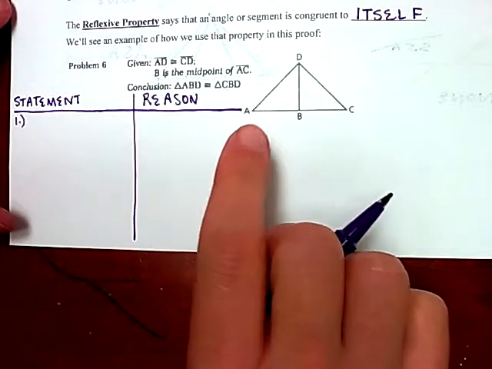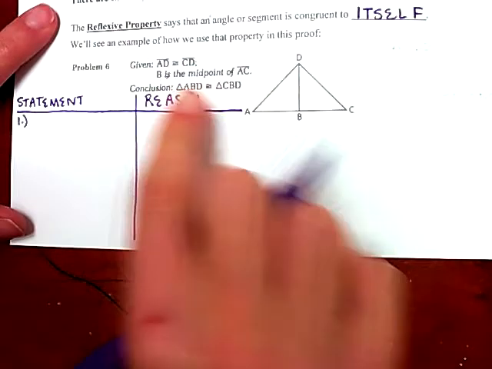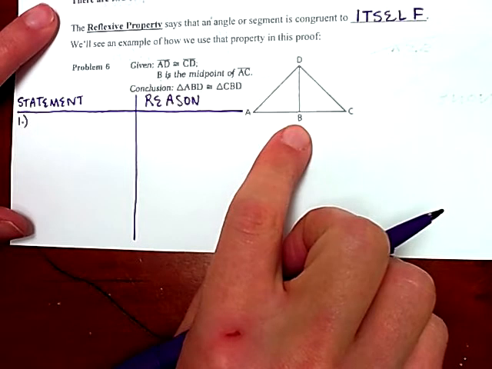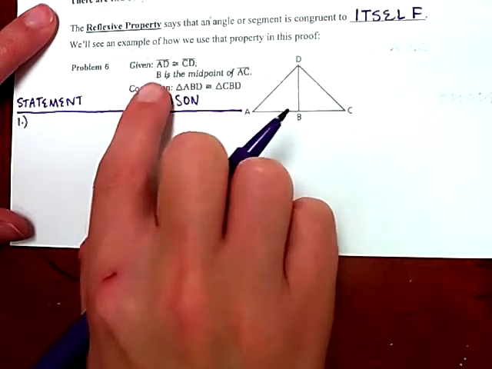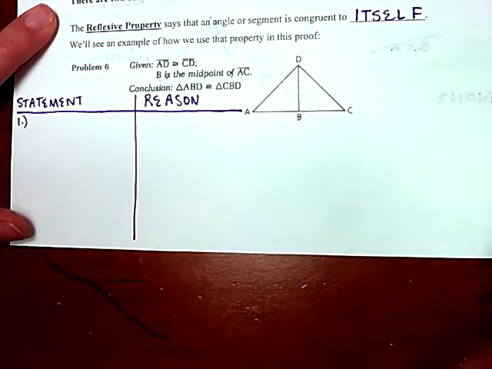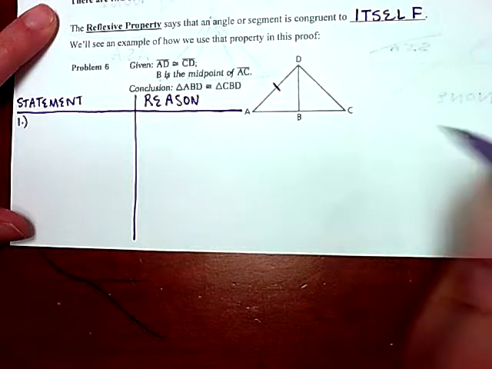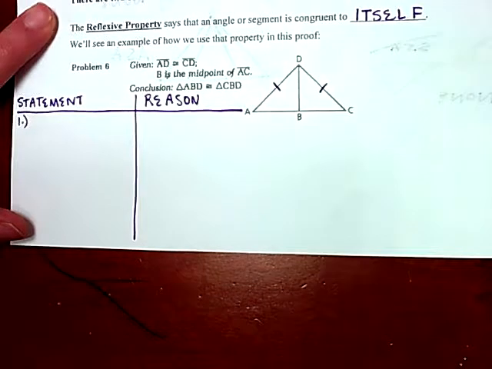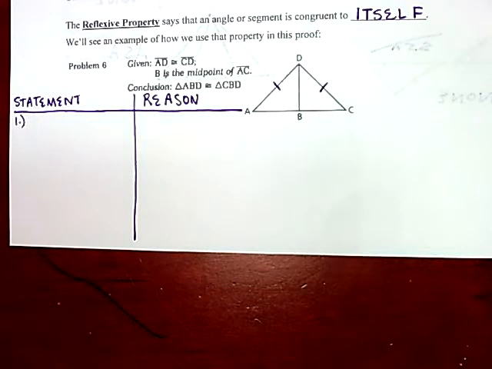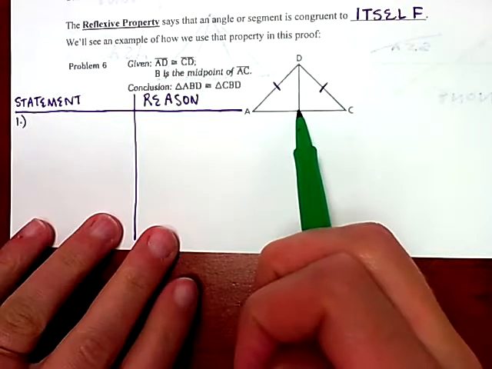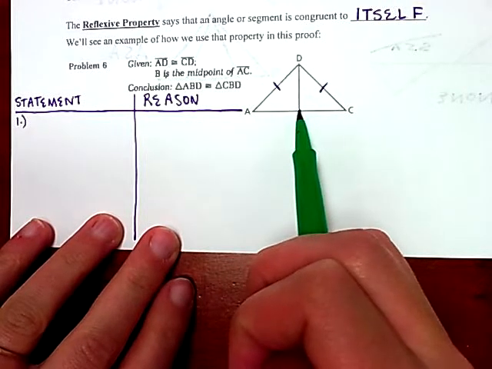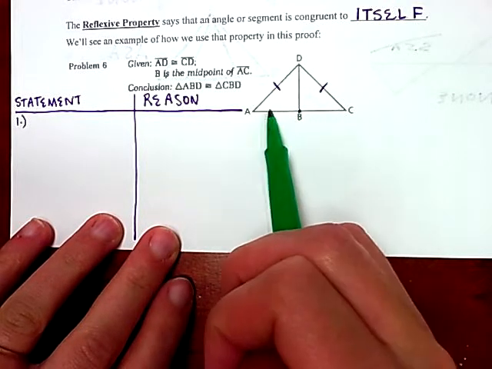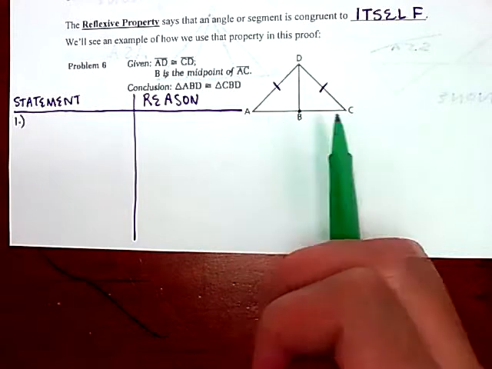Before we get started, one good thing with these proofs is always to read the information, look at the picture, and mark up the picture based on the information. So if I see AD is congruent to CD, let me just put some marks. There's AD, and now I know it's congruent to CD. B is the midpoint of AC, right? So if B is that midpoint, I'm also thinking already that AB must be congruent to BC, right? I'm definitely going to talk about that in a minute.